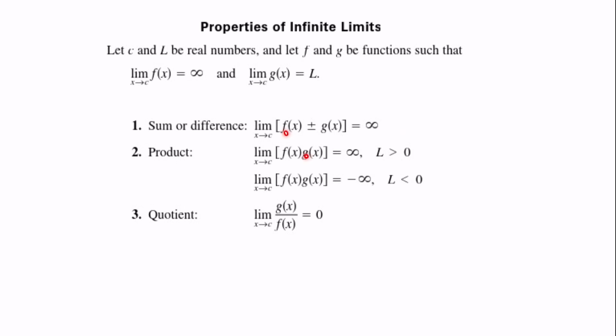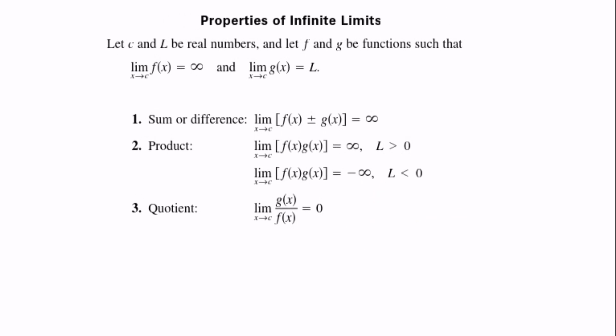Product, if you multiply a number to infinity, you end up with infinity. The same thing, if it is -infinity times a number, the answer will still be -infinity. And now, if you divide a number by infinity, you end up with what? With 0. So a number divided by infinity is 0. So take note of these properties of infinity.